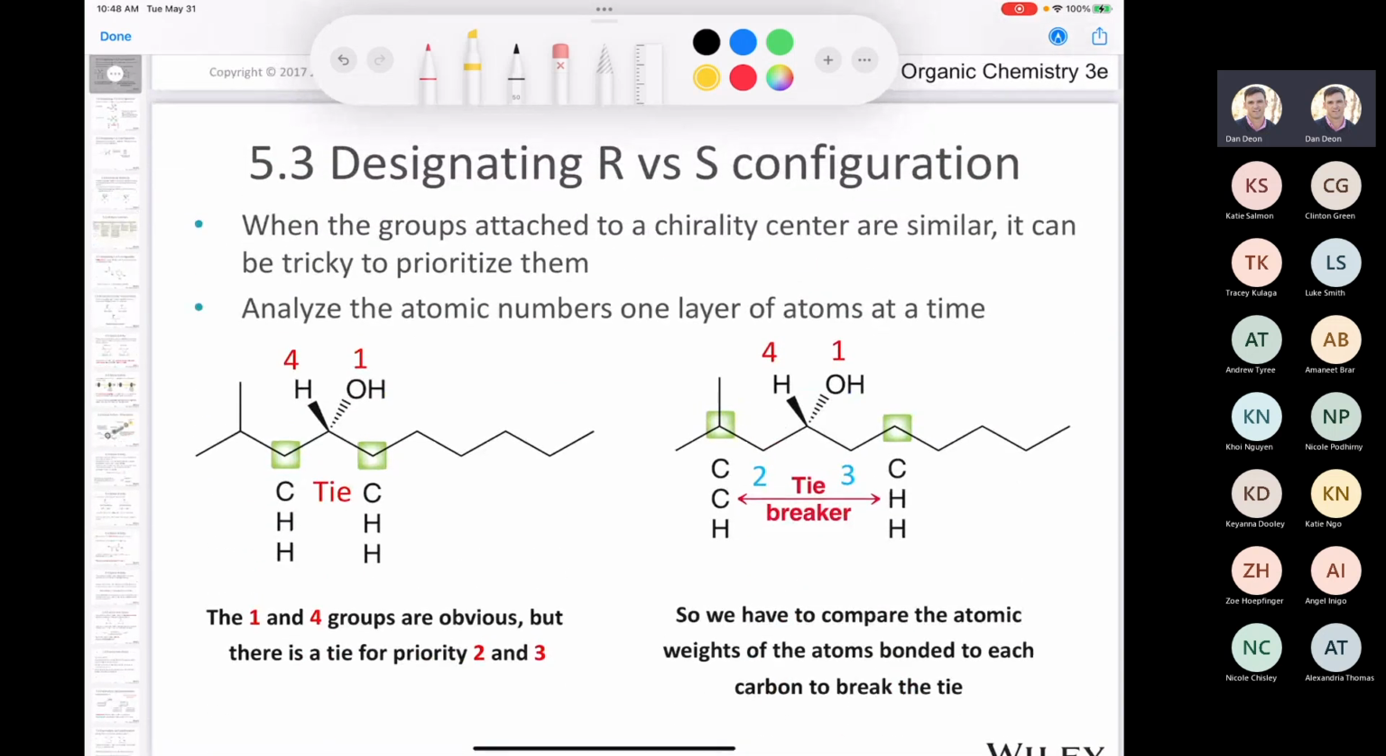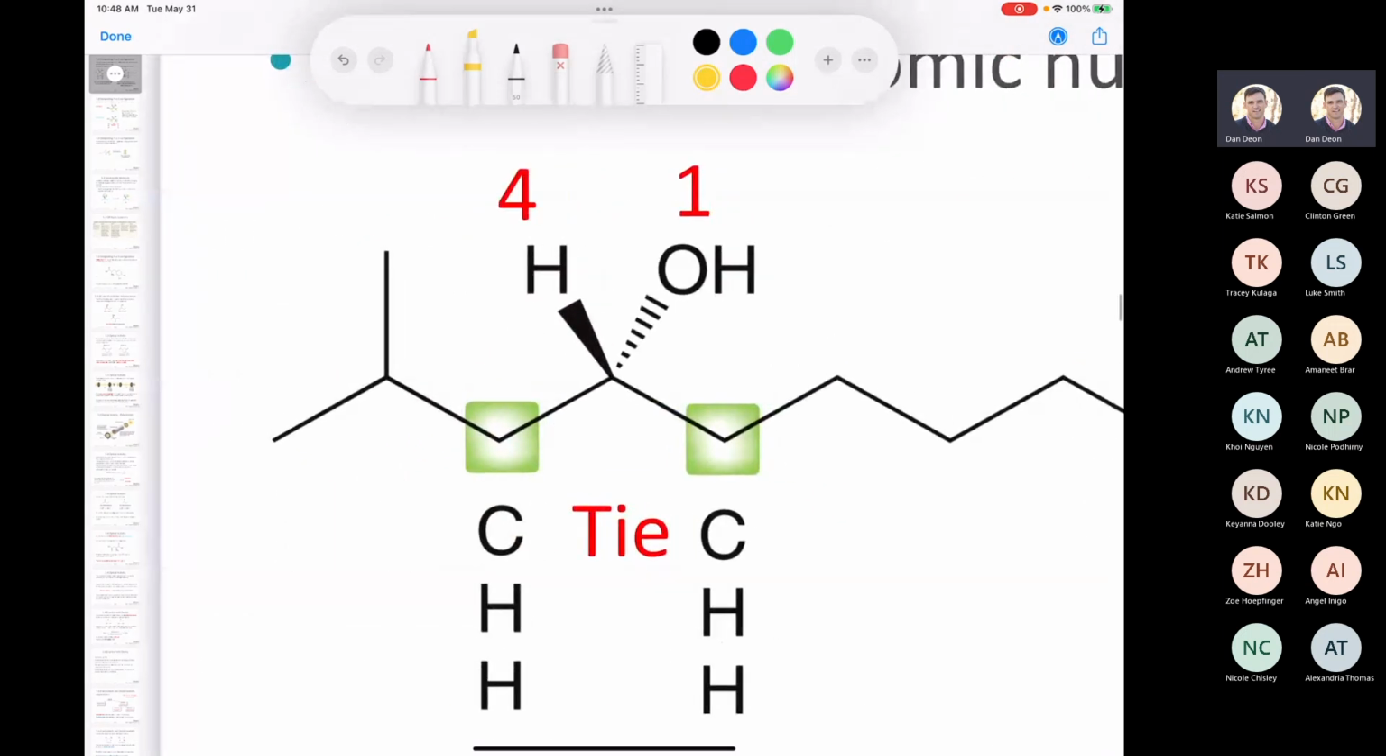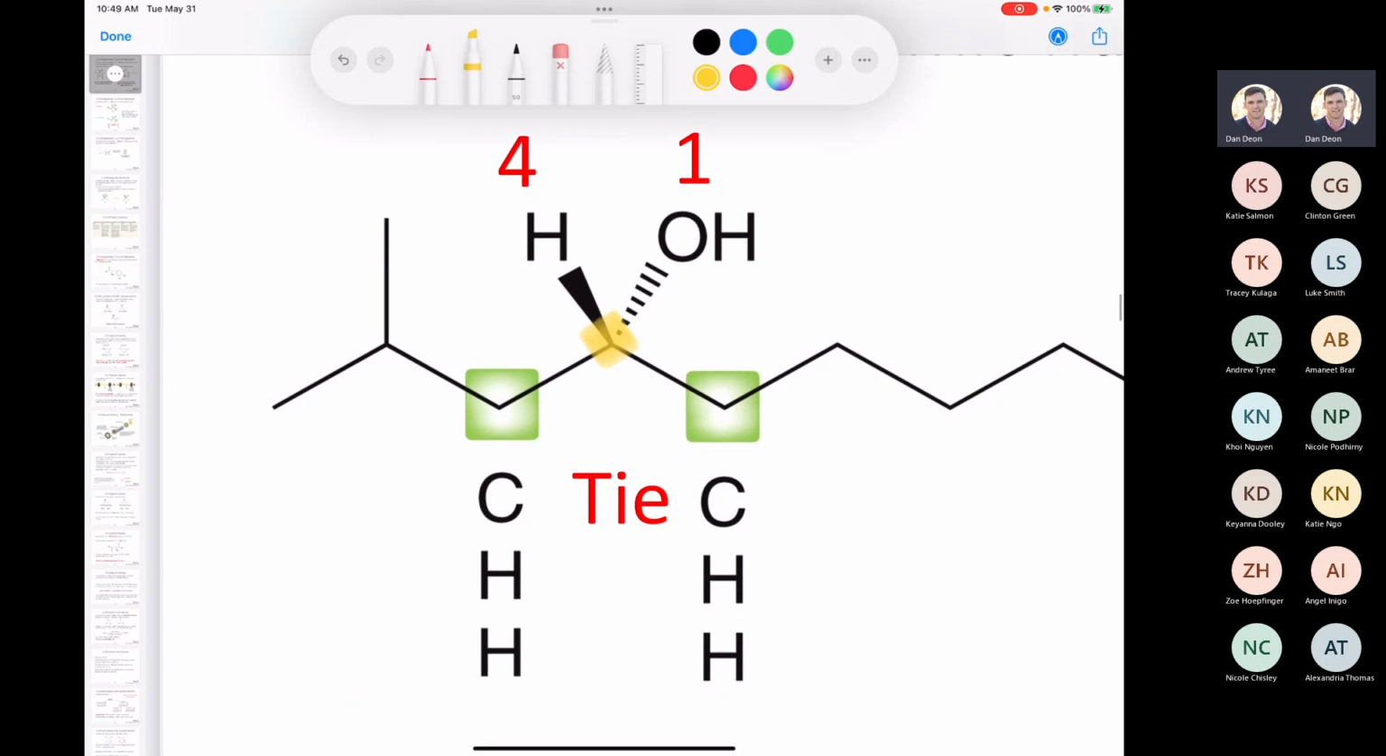Now, what if you have groups attached to the chirality center that are similar? In that case, you look for a point of difference. You try to find some point of difference in order to prioritize them. Let's say we have a stereocenter like this one here. Obviously, the oxygen is number 1 and the hydrogen is number 4, the lowest priority. But here you have a CH2, and then here you have a CH2. So which one is higher priority?